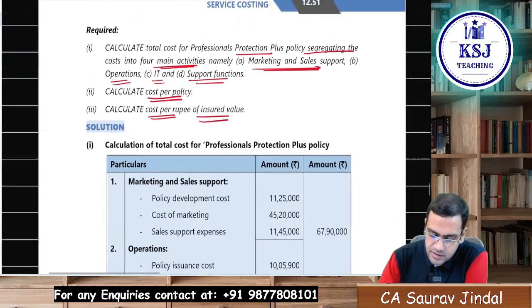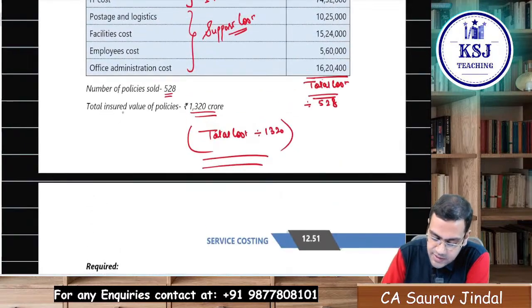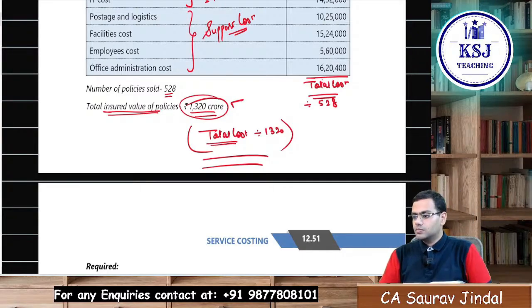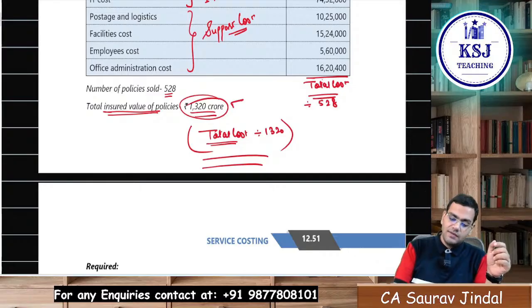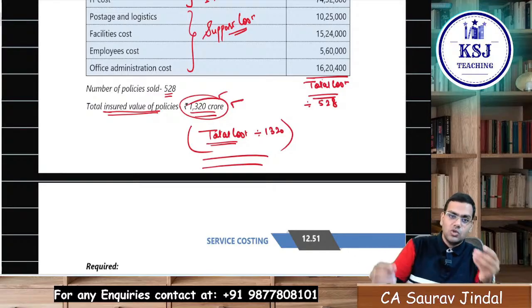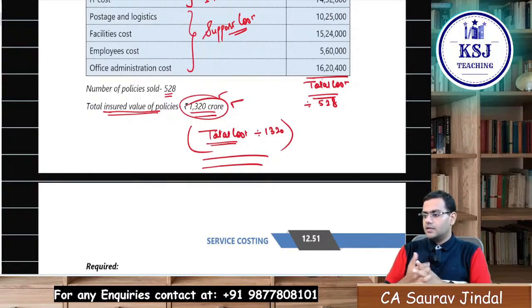Third one. The third one is cost per rupee of insured value. What is the value of insurance? It is given now. Total insured value is 1320. Cost per rupee means total cost divided by total insured value. Isn't it, Kathiravan? Clear? Cost per rupee of insured value. Insured value is given 1320 crores. What is the cost for each rupee? Cost each rupee means total cost divided by total insured value. Got it? Clear. Very good.